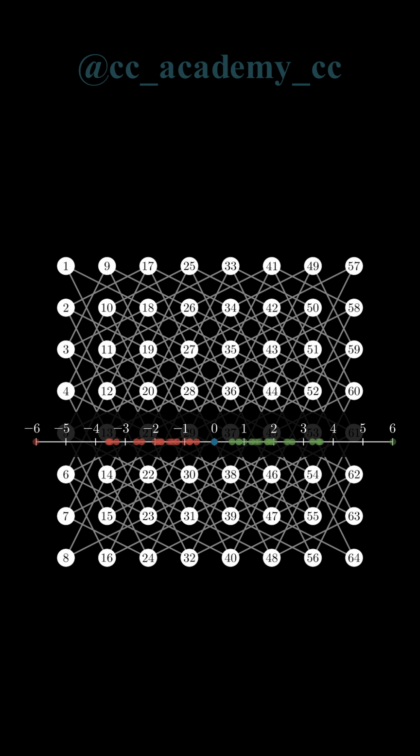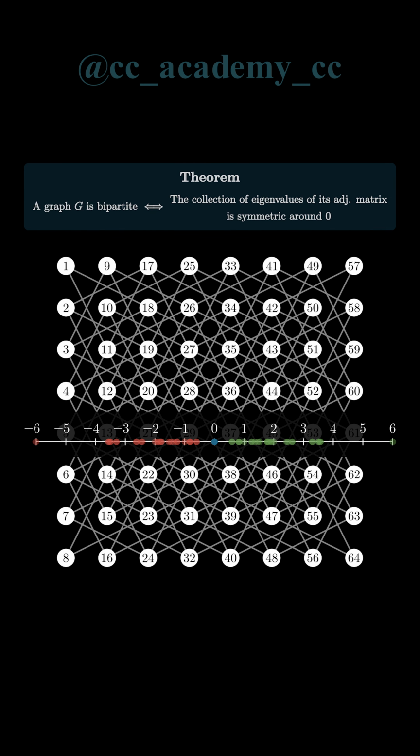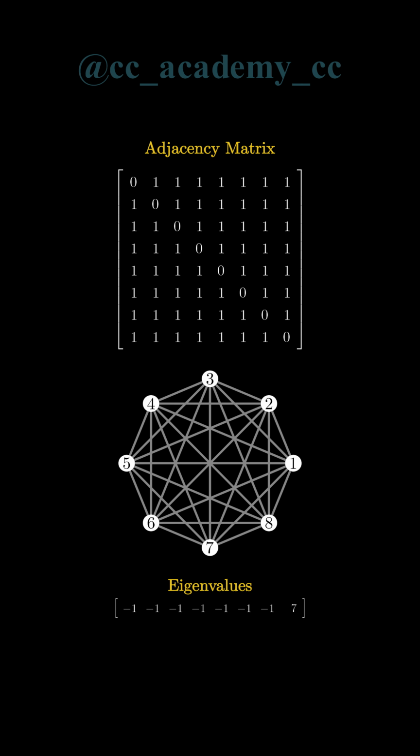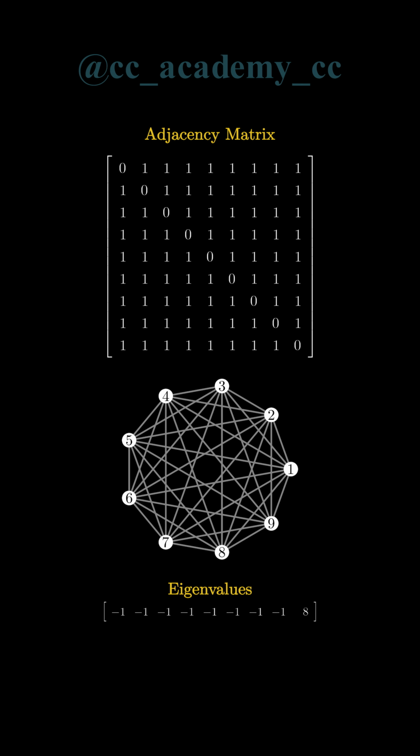And what's now very interesting is that a graph is indeed bipartite if and only if the eigenvalues of its adjacency matrix are symmetric around 0. And note here that bipartite graphs are not the only graphs where the eigenvalues of their adjacency matrices behave interestingly.